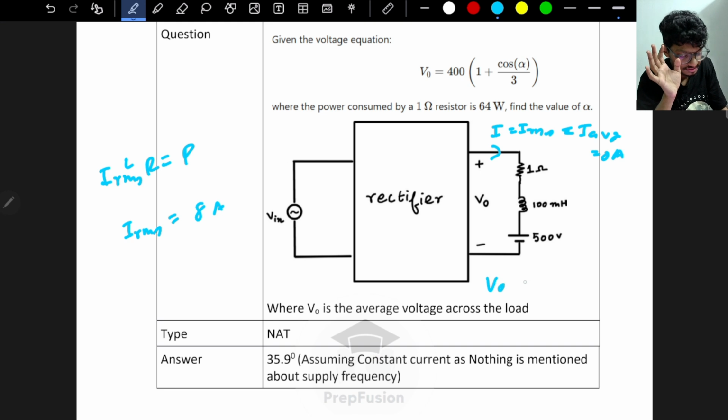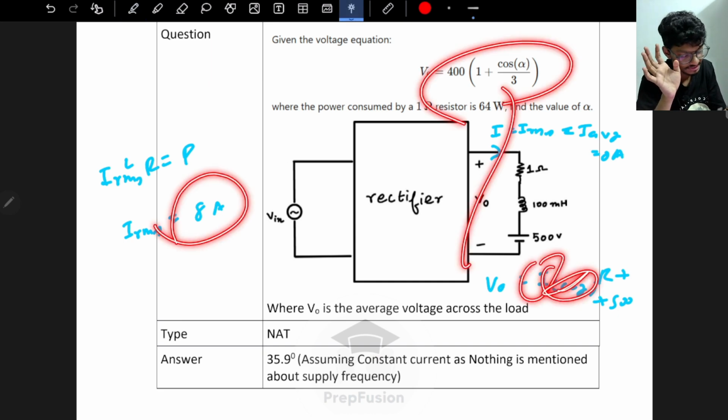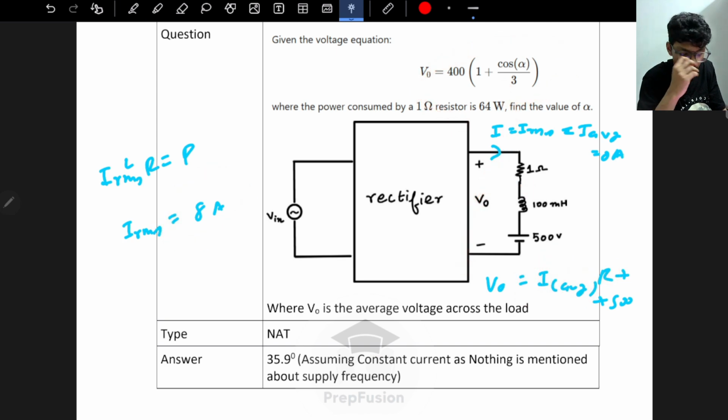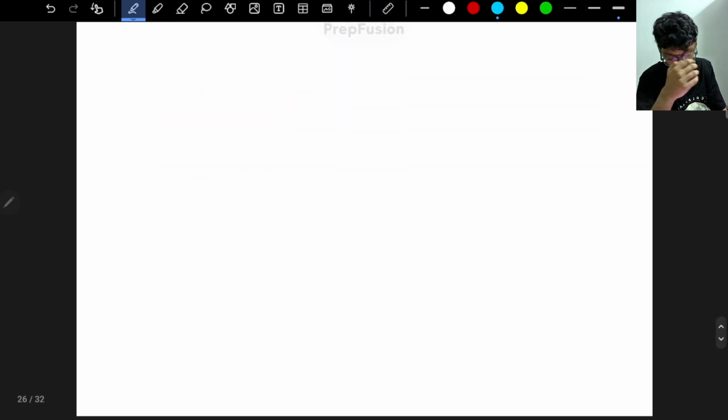So my V_O average will be what? It will be I average into R plus V of L, and V of L average will be 0. We know that in a periodic cycle, plus 500. I know the V_O average expression, I put this. I know I_O average is 8. I know R is simply 1. So from here you will get the value of alpha. Alpha will come out to be 35.9 degrees. Okay, so pretty straightforward question.